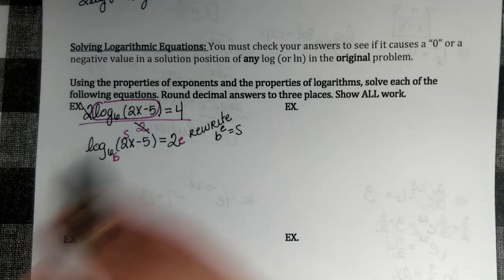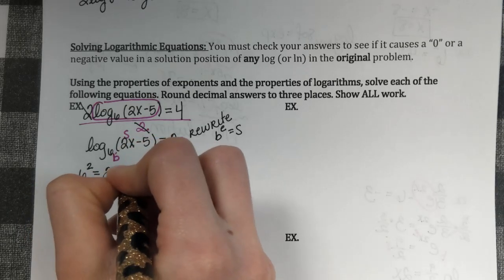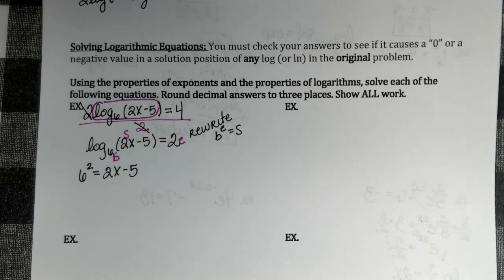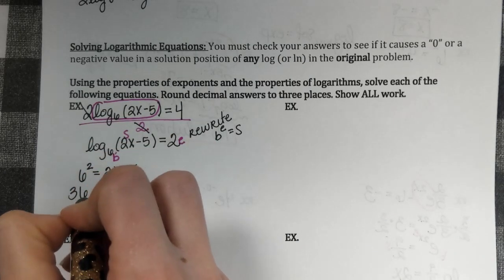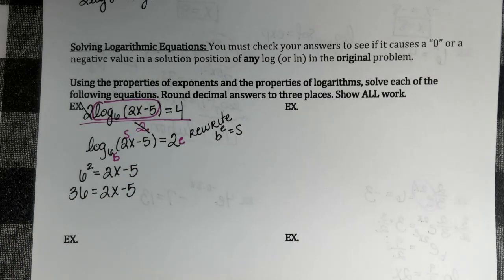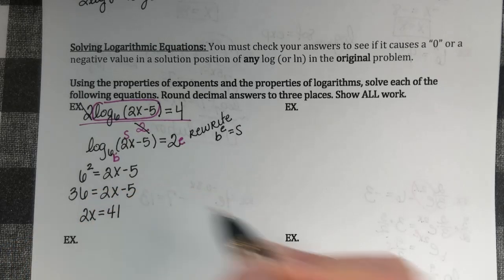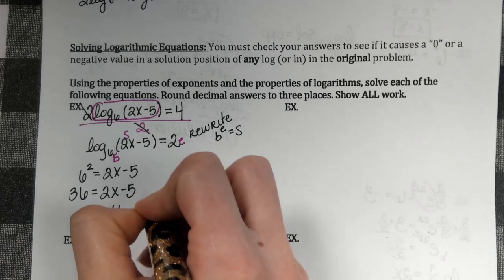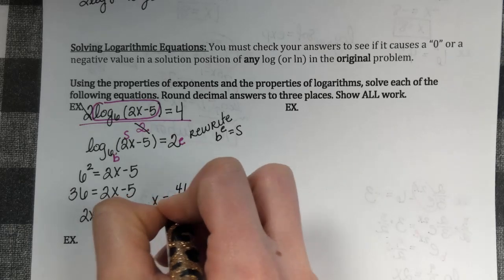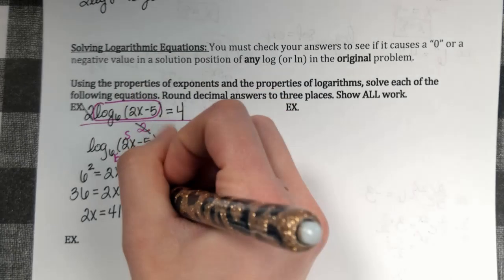Okay? So when I rewrite it, I have 6 squared equals 2x minus 5. 6 squared is 36, equal to 2x minus 5. I want to add my 5, so 2x equals 41. Divided by 2, x equals 41 halves. Or if you tell me 20.5, I'm okay with that too, because we can round our decimal answers. So it doesn't matter which one.